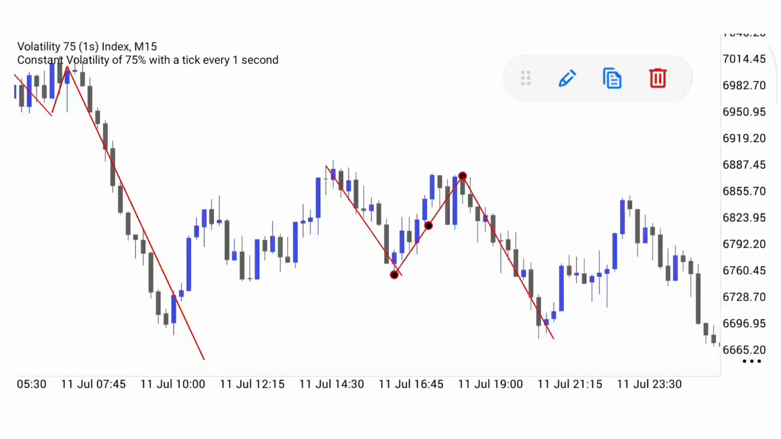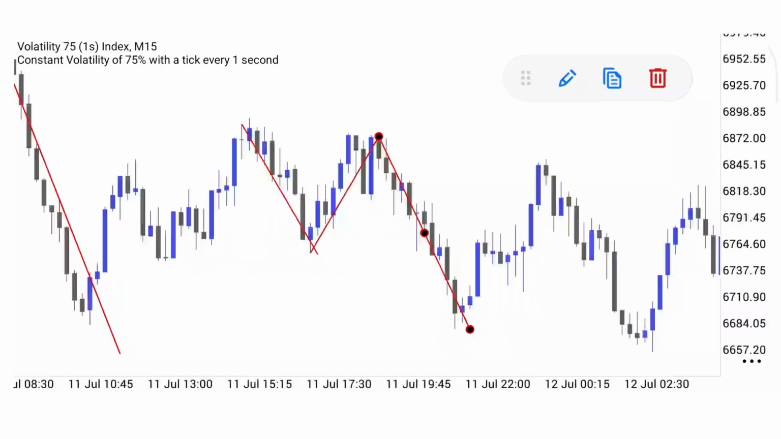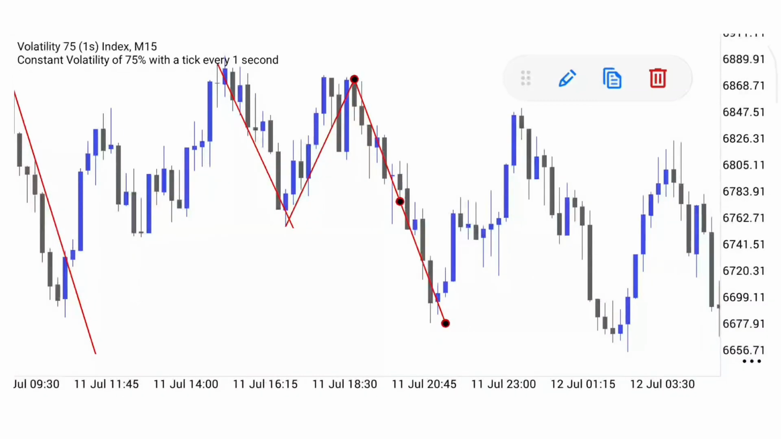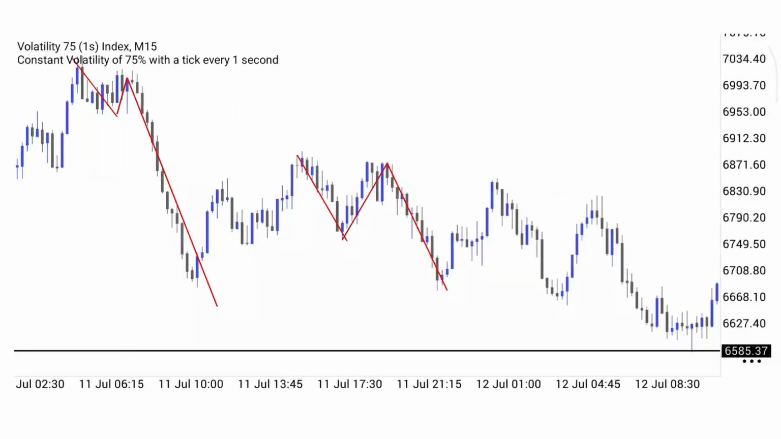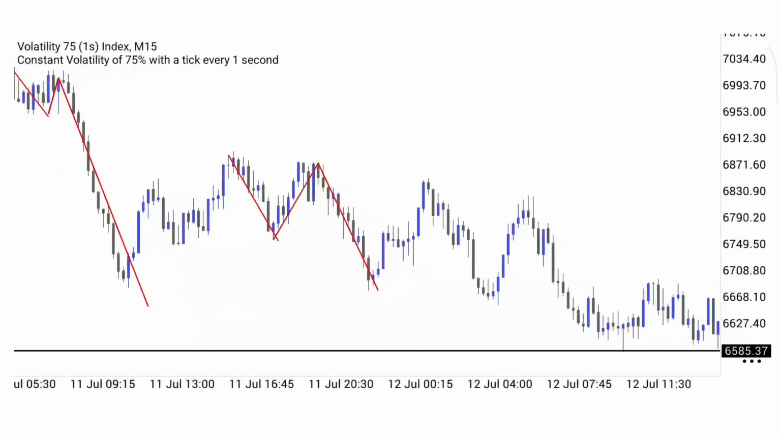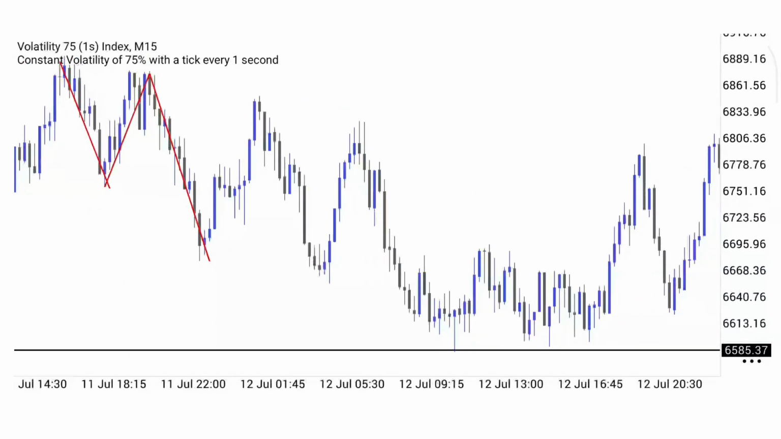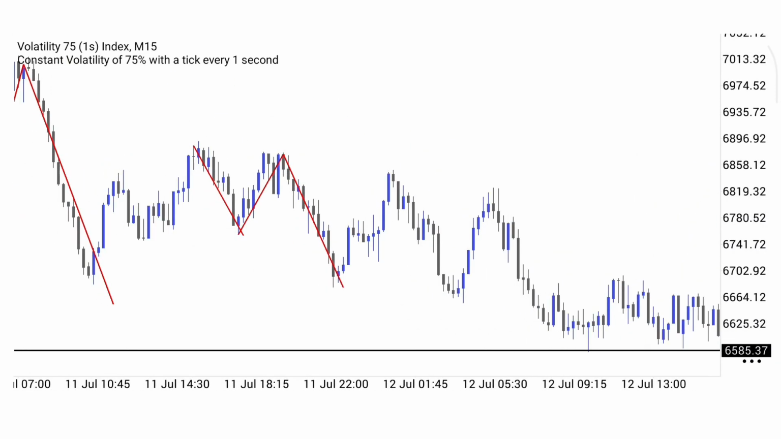Then we have this. This is what connects the low to the lower high. And then we have this third one here. This third one is what connects the lower high to the lower low. Now when you have this, it is a real confirmation for a downtrend. That means the market will keep going down until there's a change of structure.